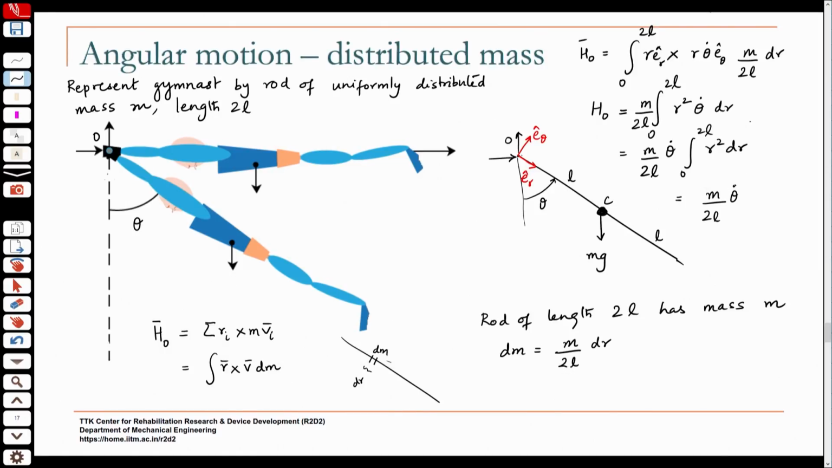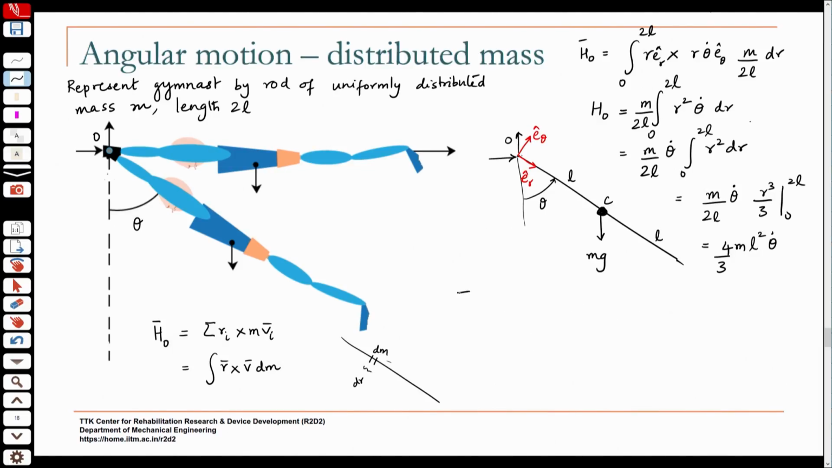This would be r cube by 3, from 0 to 2L. So, I get 4 by 3 ml square theta dot. That will be my angular momentum. The sum of the moments equals d h naught by dt. If I differentiate this, I get 4 by 3 ml square theta double dot.